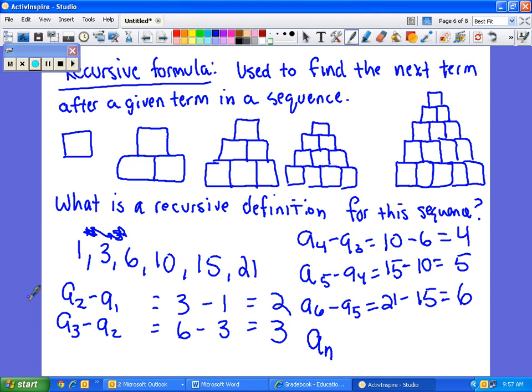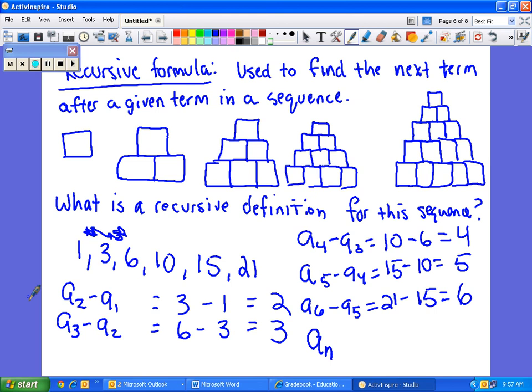Oh, A1. Well, if this is n, what am I doing each time? If I'm starting with the second term, what term number am I subtracting? What am I subtracting from the second term? The first term. What am I subtracting from the third term? The second term. What am I subtracting from the fourth term? The third term. And what am I doing each time? What am I doing to go from 2 to 1?